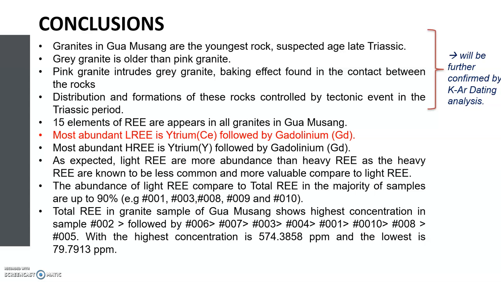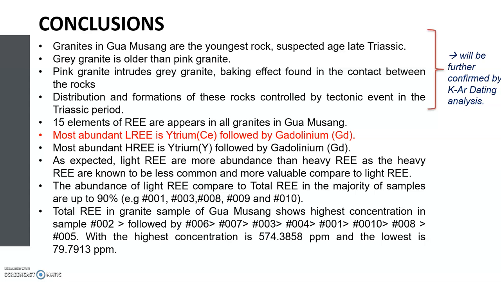with the highest concentration being 574.3858 ppm, while the lowest is 79.7913 ppm. The reported range of total REE indicates that the total REE in the Peninsular Malaysia granite ranges from 85 to 414 ppm, and from 85 to 327 ppm for East Coast granite.